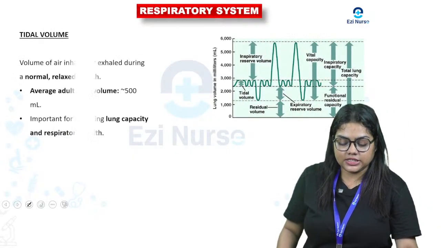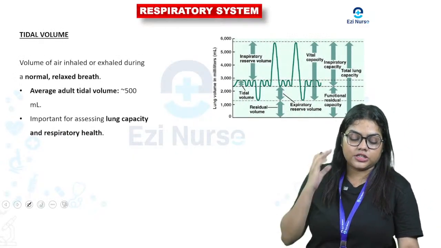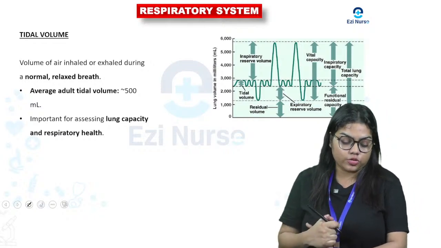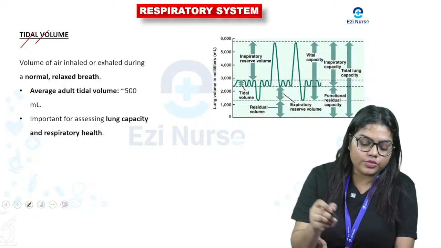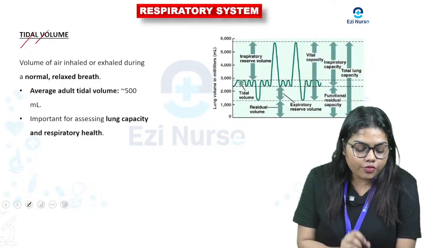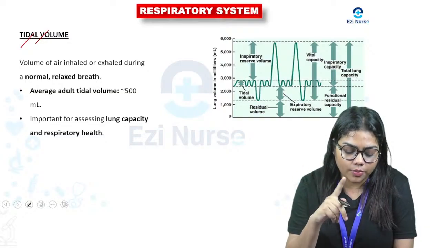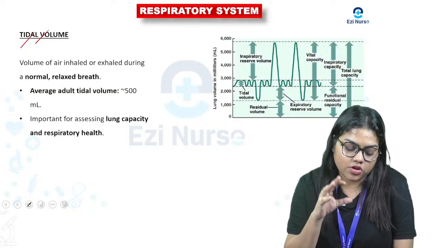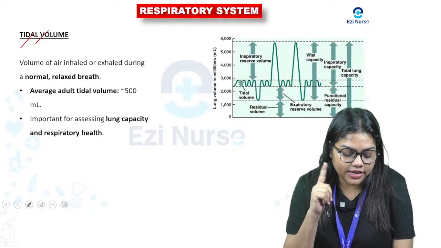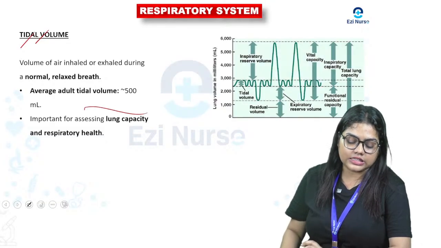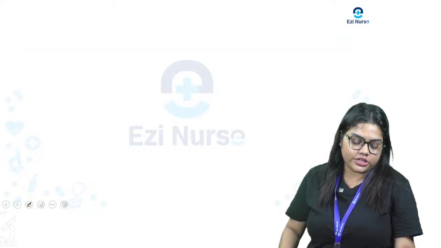In the respiratory system there are some important measurements also. Among them, tidal volume is very important. The volume of air inhaled or exhaled during a normal relaxed breath is called tidal volume. The average adult tidal volume is 500 ml. It is important for assessing lung capacity and respiratory health.